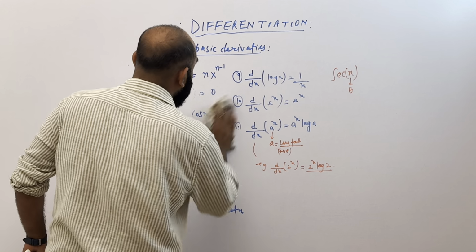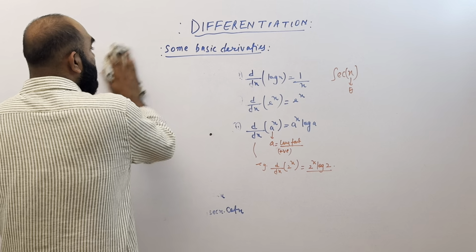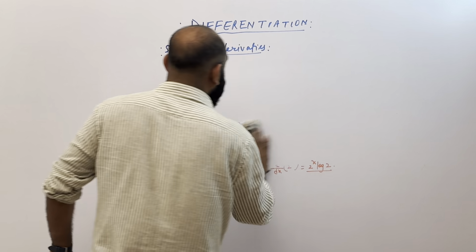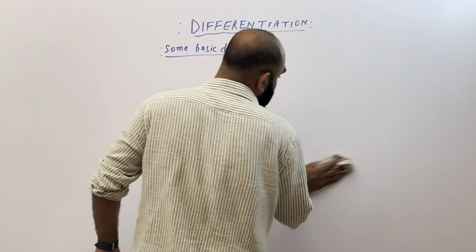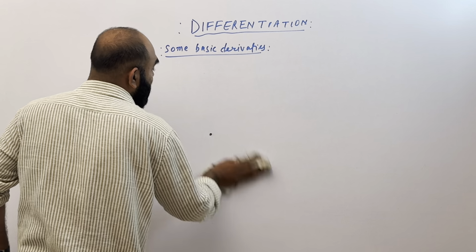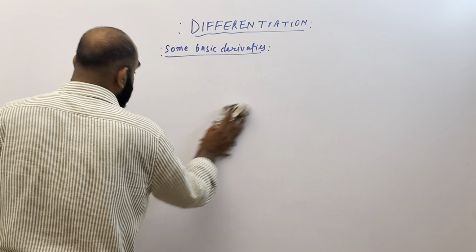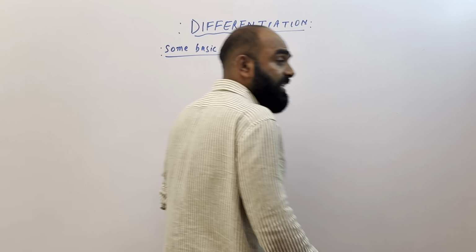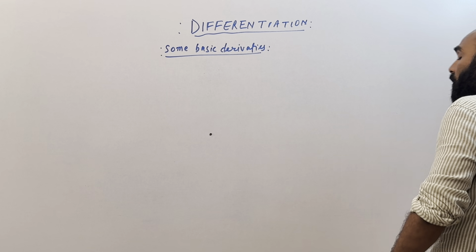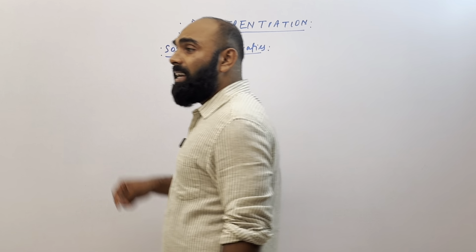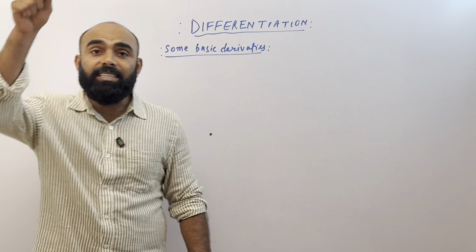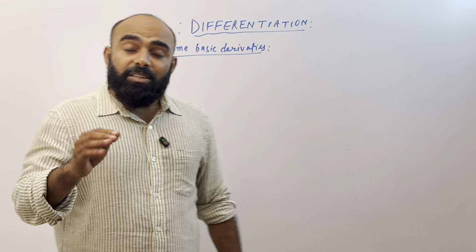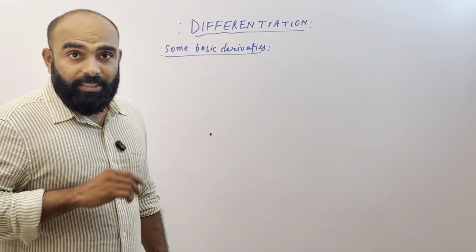Okay, tell me. d by dx of a constant term is 0. d by dx of log x is 1 by x. d by dx of e to the power x is e to the power x. d by dx of sin x is cos x. d by dx of cos x is minus sin x. d by dx of tan x is sec square x. d by dx of cot x is minus cosec square x. d by dx of sec x is sec x into tan x. And d by dx of cosec x is minus cosec x into cot x.